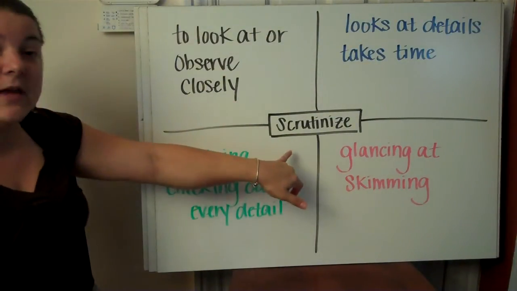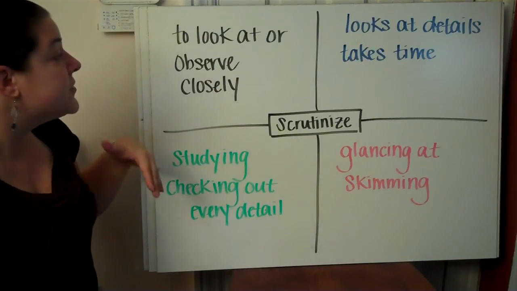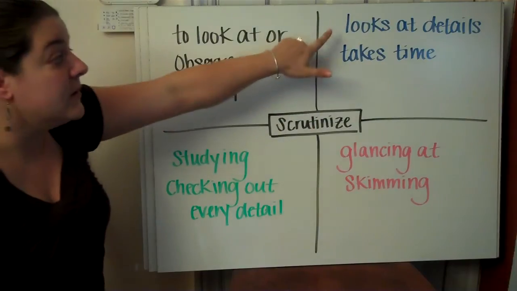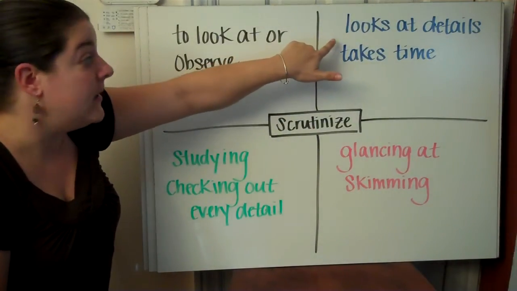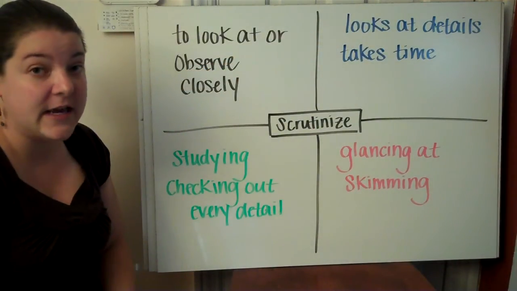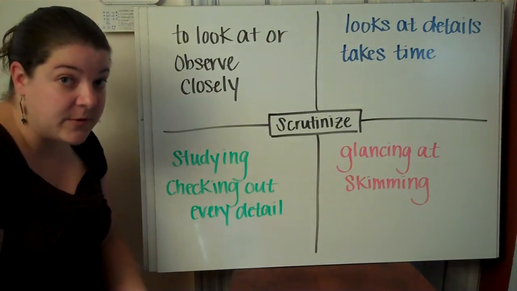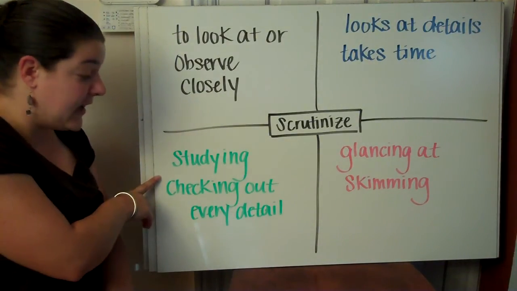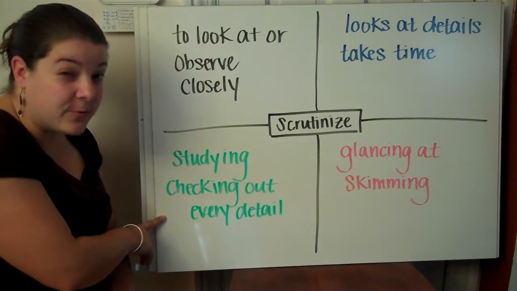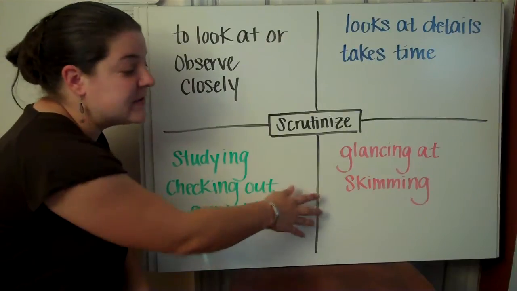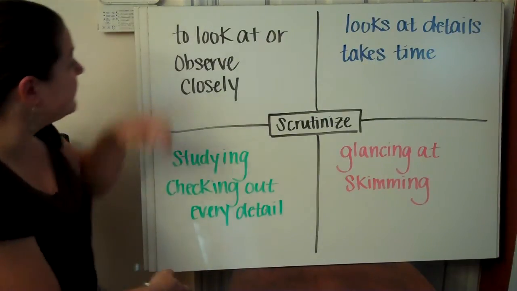Our next word of the week is scrutinize. Scrutinize means to look at or observe closely. So, characteristics would be if you're scrutinizing, you're looking at details. You're taking your time. So, an example of scrutinizing would be studying or checking out every detail. Non-examples would be glancing at or skimming over something.